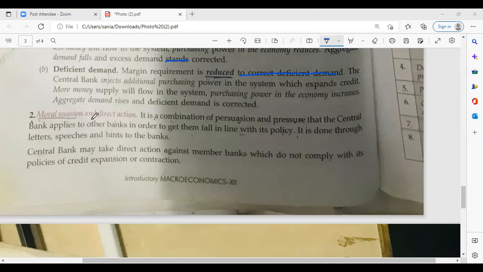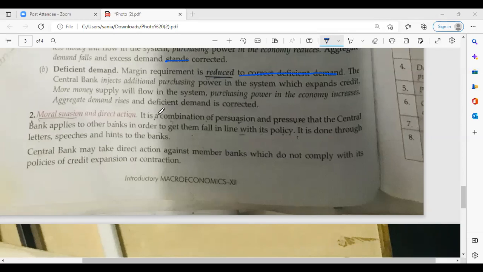So moral suasion and direct actions are a combination of persuasion and pressure. This pressure is not forcing you to do something. It is again and again. For example, I tell you again and again, student, you need to make notes by reading loud. In every class I say it. It is a type of persuasion, not pressure, but again and again I am telling you the same thing. Persuasion is telling you to pursue something, go for it, go for it. And pressure is repeating the same thing again and again.